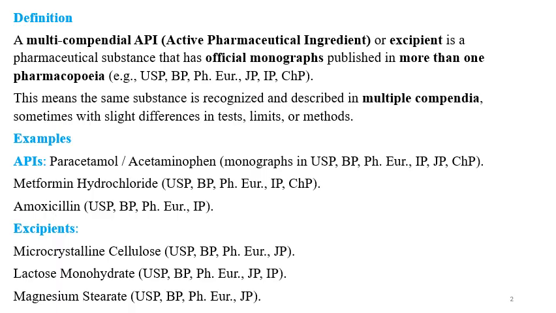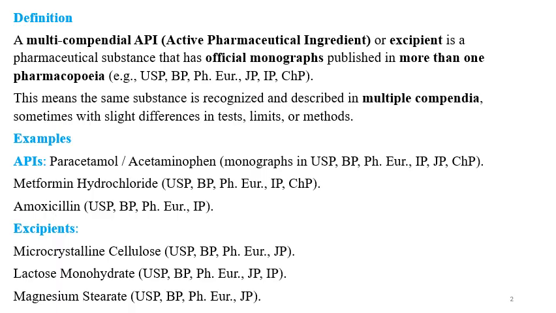For example, paracetamol, metformin, and many others. Like lactose, magnesium stearate, mannitol. These have pharmacopoeial monographs in multiple pharmacopoeias, like USP, BP, PHUR, JP, IP, and CHP. This means the same substance is recognized and described in multiple compendia.